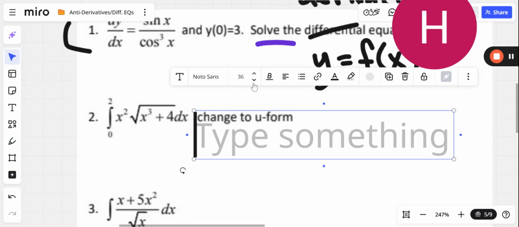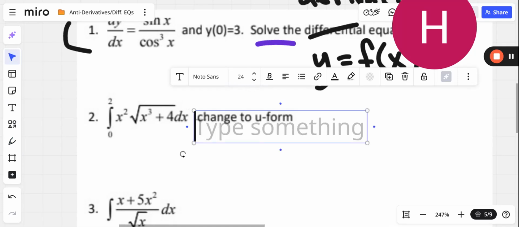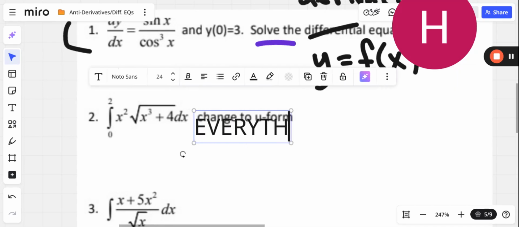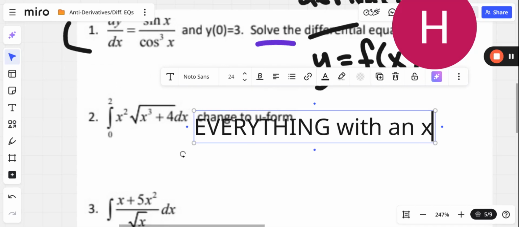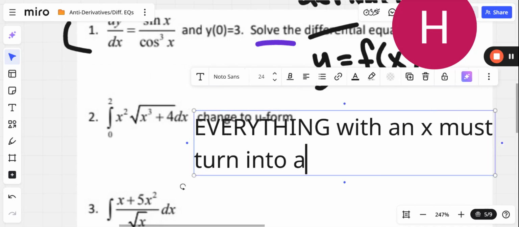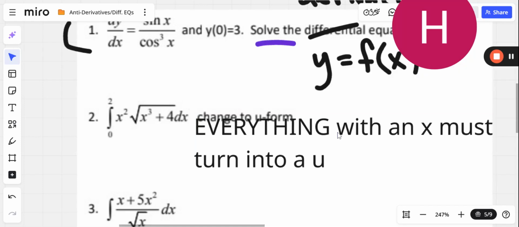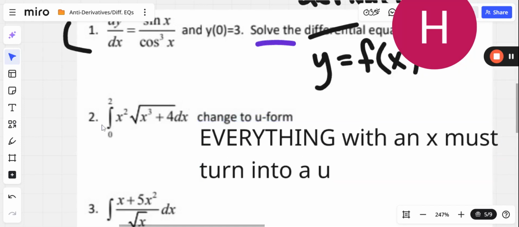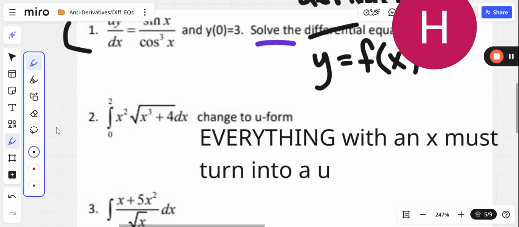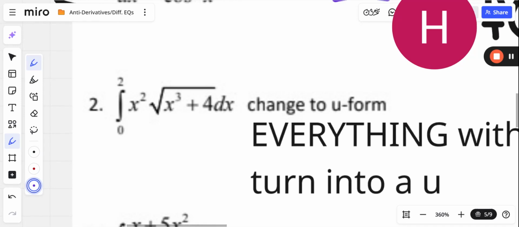We basically have everything with an x must turn into a u. That's what we need. Once we've done that, we are successful in the u-sub. So let's see what we've got here. Of course, inside of the radical, pretty clear that that's going to be our u.